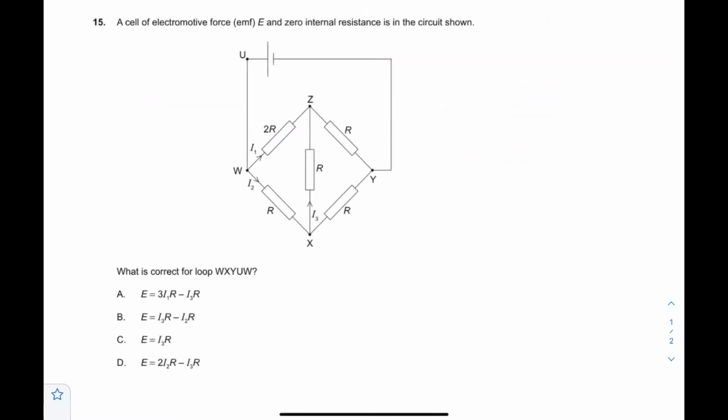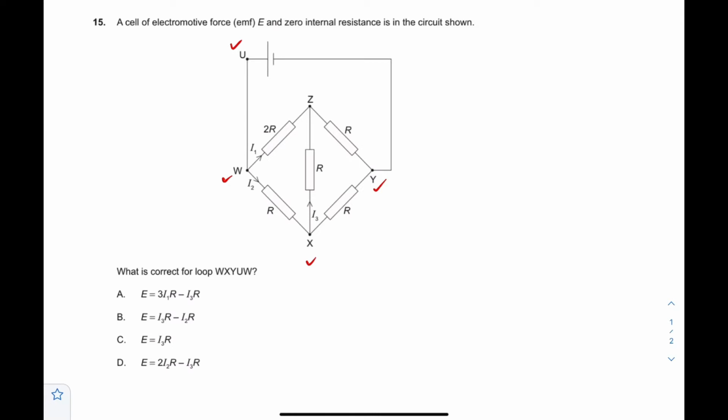Now proceeding on to the next question. Over here they are given a cell, and the EMF of the cell is E, and we have to neglect the internal resistance. So what is correct for the loop WXYUW? We have to find what is correct for the loop WXYUW.